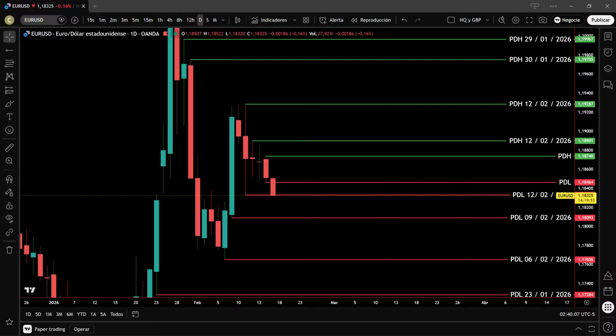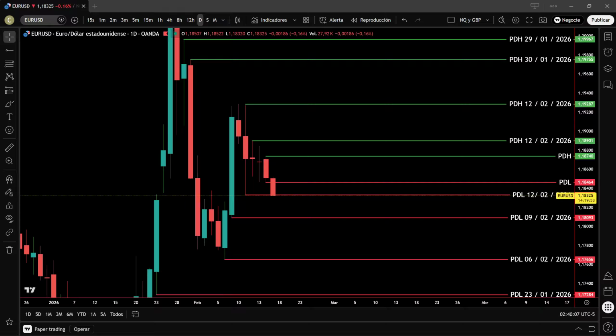However, the most relevant factor in the short term is the current bearish pressure. The price is testing critical support levels. Notice the PDL, previous day low, marked at 1.1846 and the support level immediately below at 1.1832. The fact that we are trading below previous highs suggests that the market is seeking liquidity at lower levels. If we look at the bottom of our chart, we have clear liquidity targets at 1.1809 and, deeper down, in the 1.1765 area corresponding to the February 6th PDL.